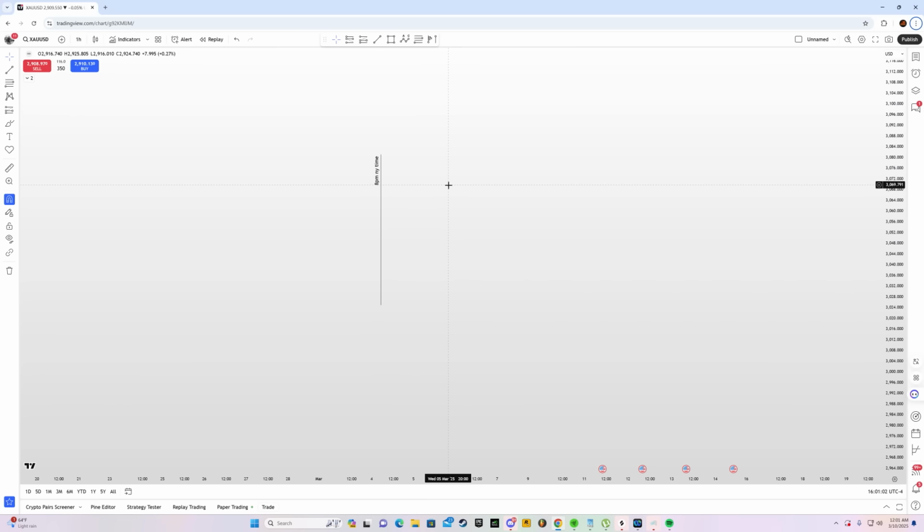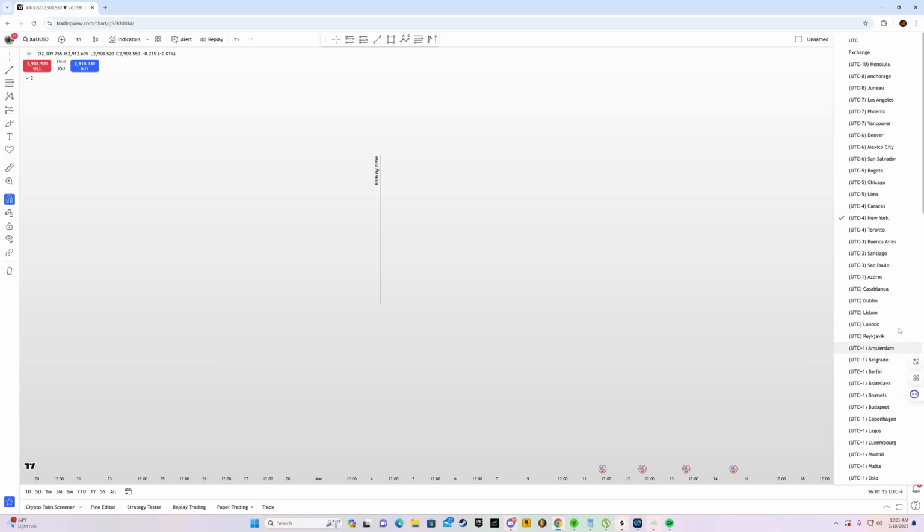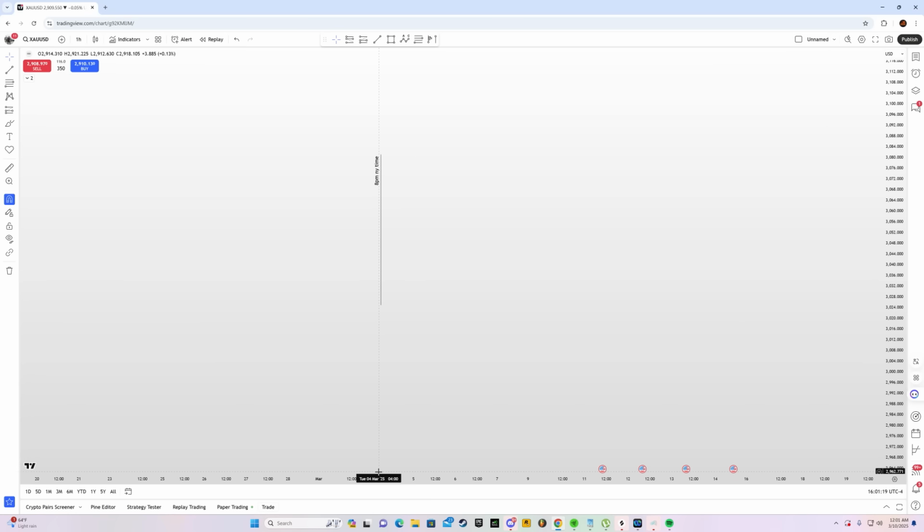Okay, so this is a 1 minute scalping trading strategy that works on gold. I do not trade anything else other than gold with this strategy. So the very first thing that you have to do is set your time zone to New York UTC-4. Okay, this is very important. Now the timings here that I'm going to mention are going to be New York time. So that is why we have to set that.